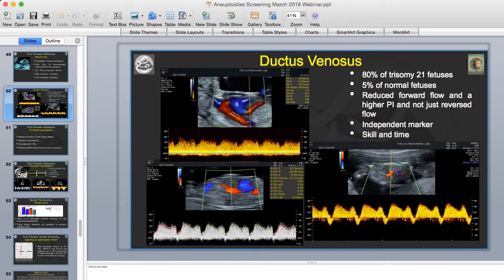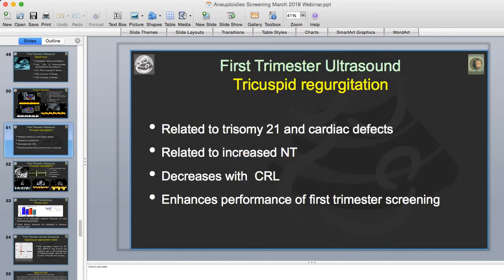In fact, this is independent. It means that a fetus that has a thick nuchal translucency might have a normal ductus venosus, or a fetus that has an abnormal ductus venosus might actually have a normal nuchal translucency. So it truly improves the detection rate. However, it requires skill and time, and therefore is not that widely used. But ideally speaking, it is a great way to fine-tune your screening and the risks.